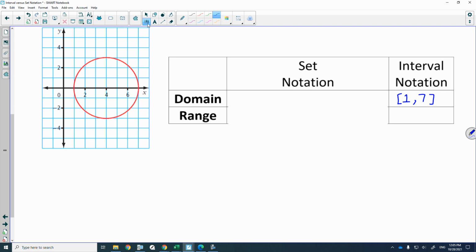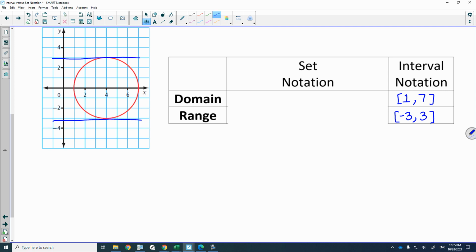Xavier, what are you getting as your smallest y value? -3. Caleb H, do you have the biggest y value? Yep, 3. So -3, comma 3. Square brackets for each of these.